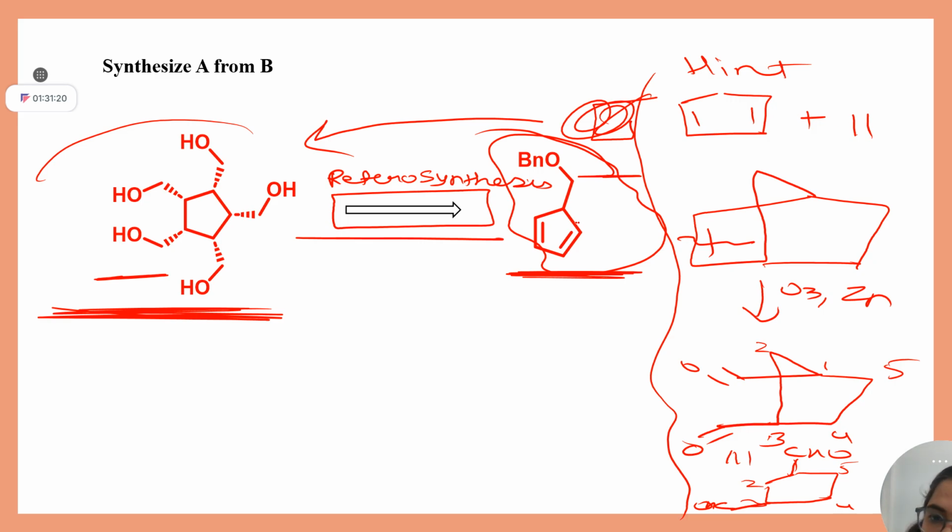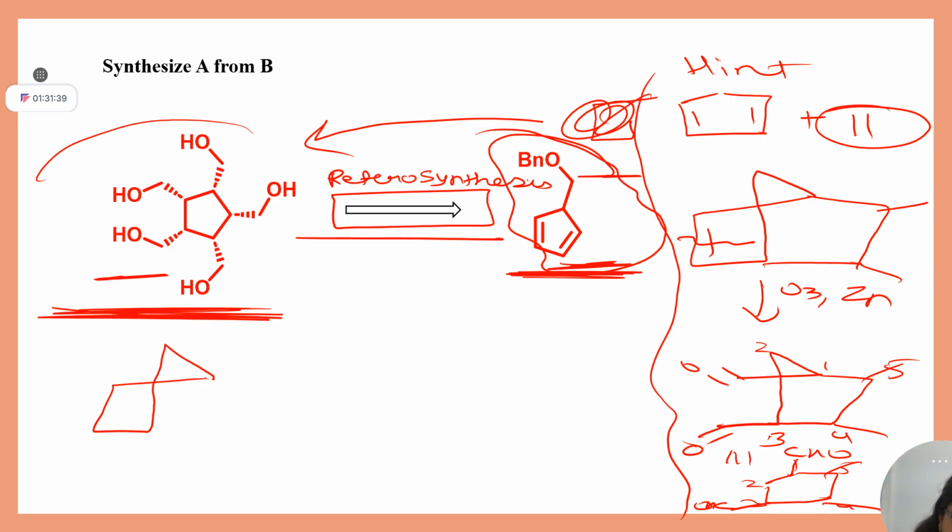Cyclopentadiene is ready. You can't change it, but you can change this, right? If I take an olefin with 2 CHO, you will have 2 CHO here at positions 5 and 4. All these positions will be occupied. Yes or no? So what you will get: CHO, CHO, and at the bridge CH2OBN, right?